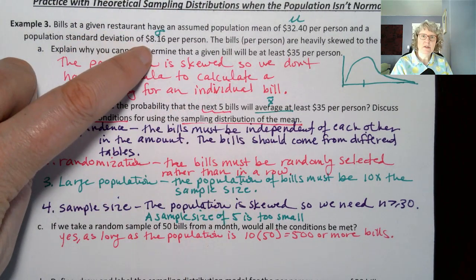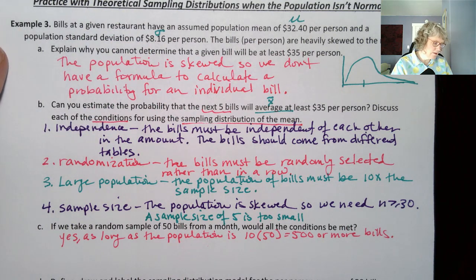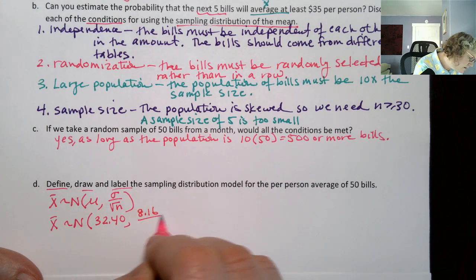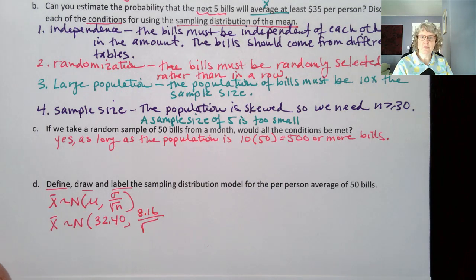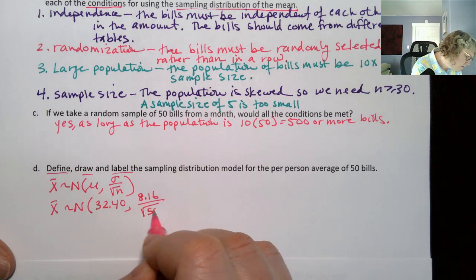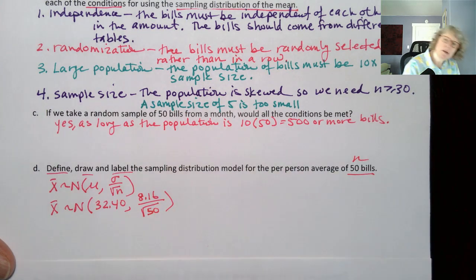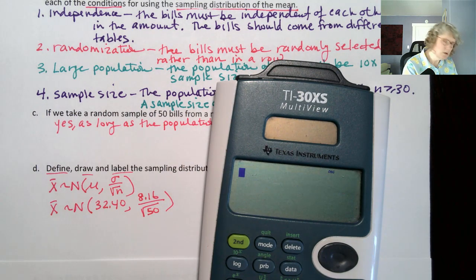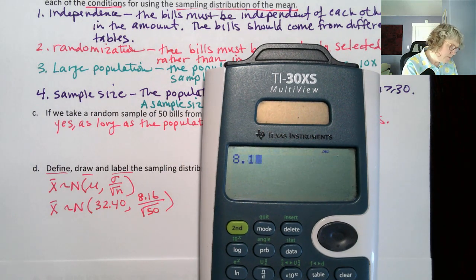And our population standard deviation is $8.16. So we have $8.16 over the square root of what's the sample size? Okay, if you said 50, you're right, because we're doing 50 bills. So that's our N. Okay, so let's calculate our new standard deviation. Oops, I cleared my memory. Great. 8.16 divided by square root 50.